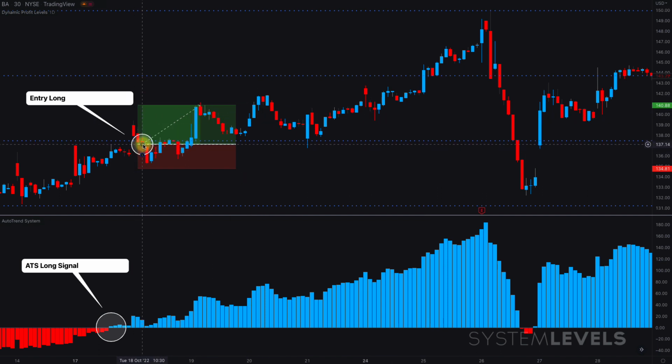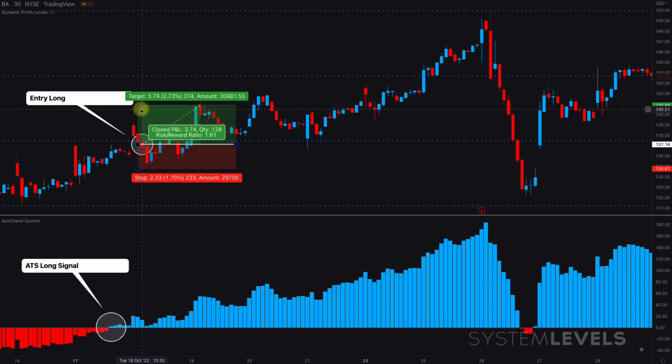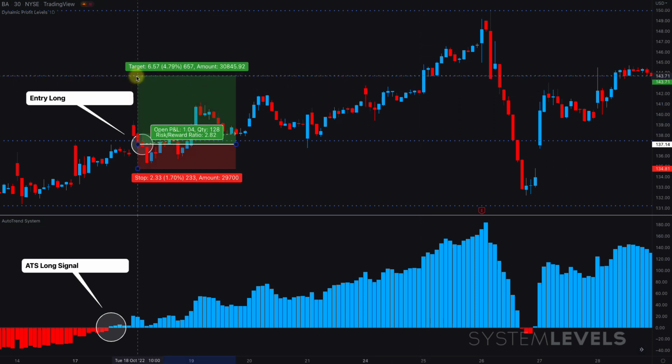So at that point we're long 1,000 shares. Our initial stop loss is just under these lows here, these prior swing lows. And then we're keeping our trade open, waiting for price to hit the first dynamic profit level, which it does right here.